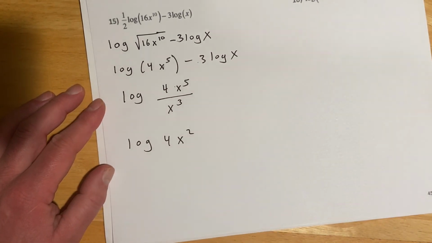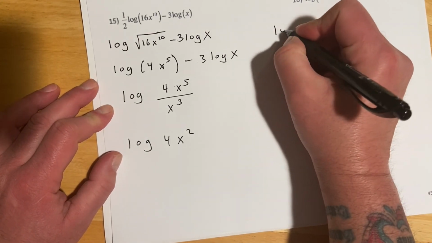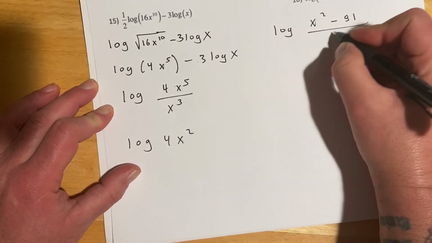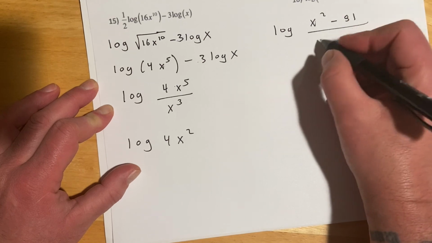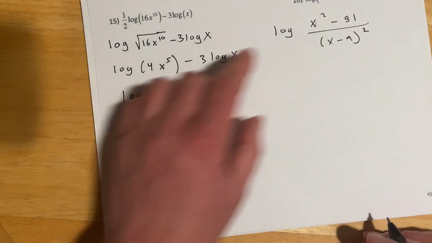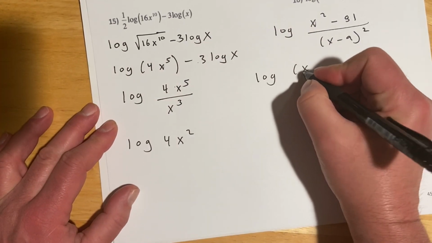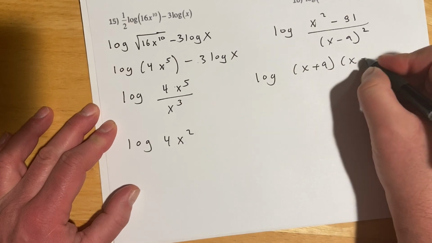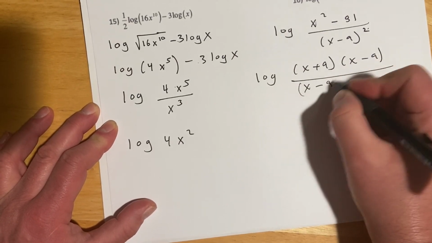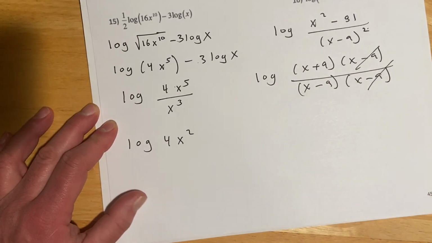And 4x squared. And then this last one, so this is a minus, so we'd have log of x squared minus 81 over minus 2, so that's going to be x minus 9 and squared. And then that's a difference of squares, so that's going to factor a little bit, so I am able to reduce. So x plus 9 and x minus 9. And then that squared means I have 2 factors of x minus 9, and I can reduce those out.